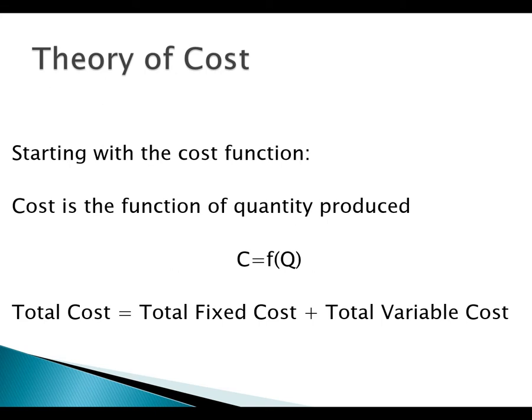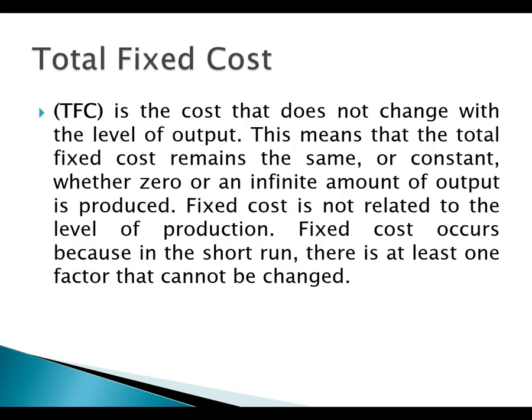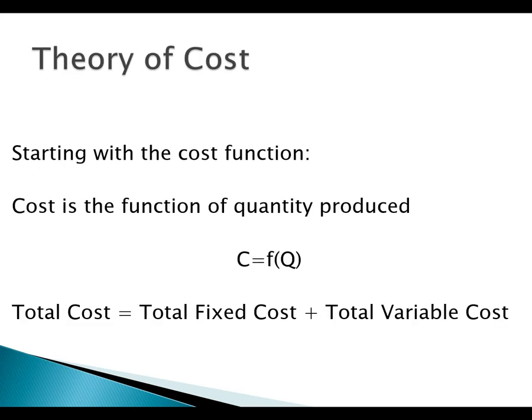So cost, I have told you, is the summation of the total fixed cost and total variable cost. So what is the total fixed cost and total variable cost? Let's see. Total fixed cost is the cost that does not change with the level of output. As I told you in the previous slide, the cost is a function of quantity. So it is common thinking that if the quantity is changing, that will put an effect on the cost. This function explains this kind of relationship.